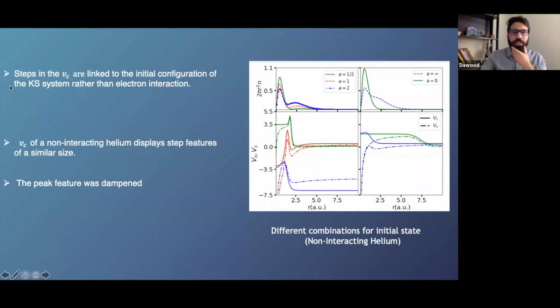And these steps in the VC we see that they are linked to the initial configuration of the Kohn-Sham system rather than the electron interaction. How do we know that?